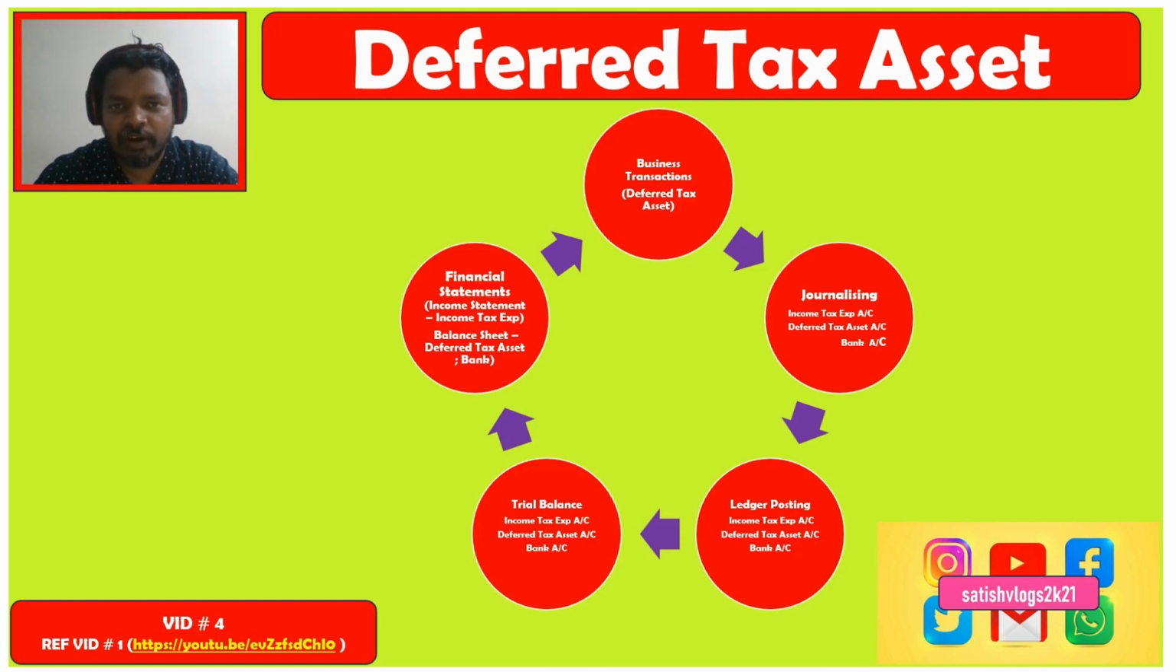I would be explaining the concept of deferred tax asset with an example of provision for bad debts. As part of the accounting cycle, my first phase is business transaction. Deferred tax asset is a business transaction. How does this deferred tax asset arise? In my previous slide, I had clearly mentioned this deferred tax asset arises because of the temporary differences between book profits versus taxable profits. So to explain this concept, I would be considering provision for doubtful debts.